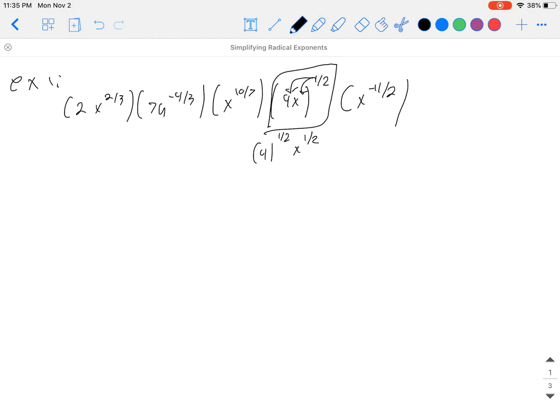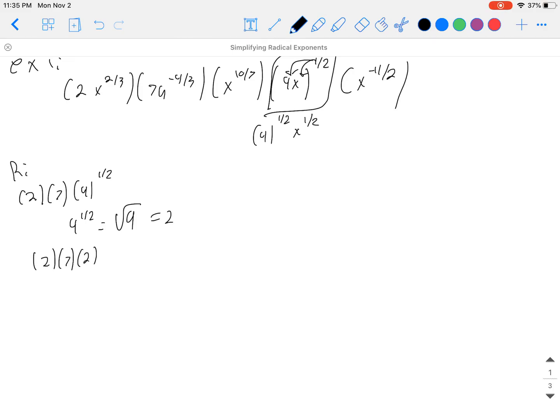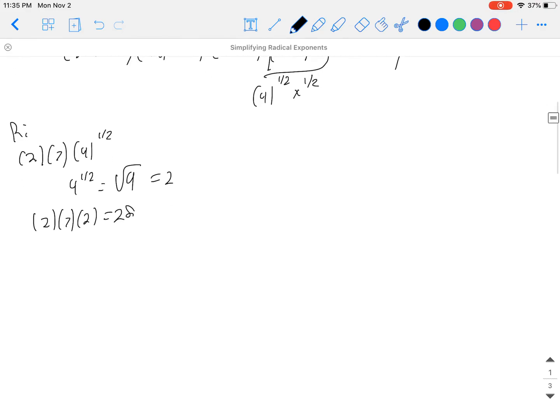Now what we can do is we can split this off into the independent variables themselves and the real numbers. So in the real numbers, we have 2 times 7 times 4 to the 1 half. 4 to the 1 half is equivalent to the square root of 4, which is equivalent to 2, giving us 2 times 7 times 2, or 28.